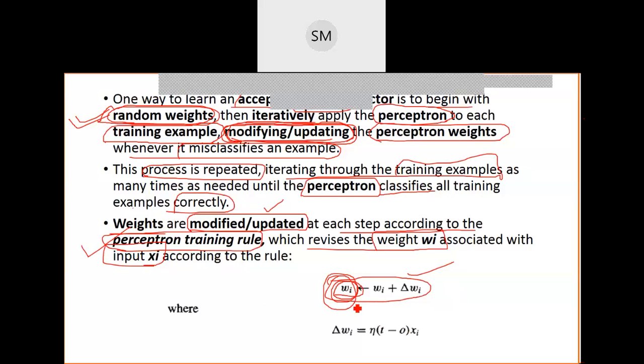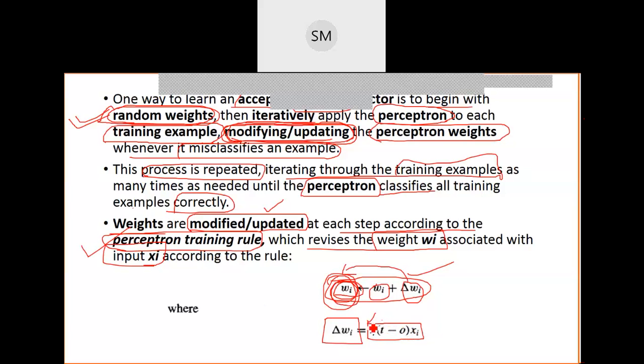Okay, see, this wi is nothing but the new weight we got after updation. It means that already some random weight was there, and we just modify that weight and now we get one new weight. That's all. And what is this delta wi actually? Delta wi is one more small equation you need to remember: eta into (t minus o) into xi. This symbol is called eta.